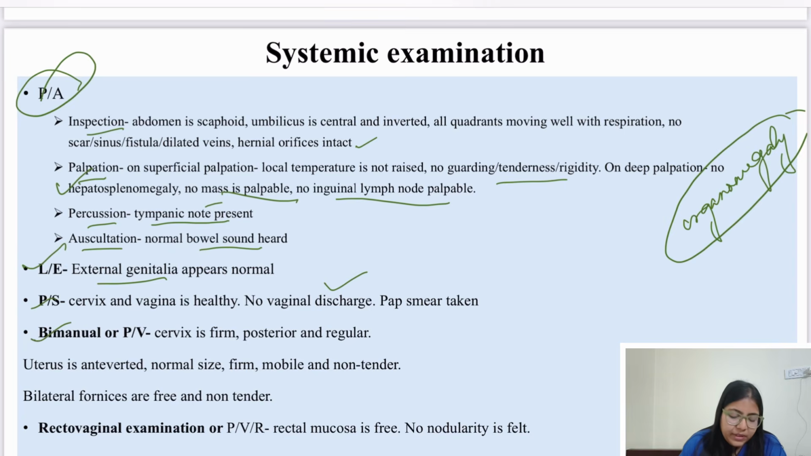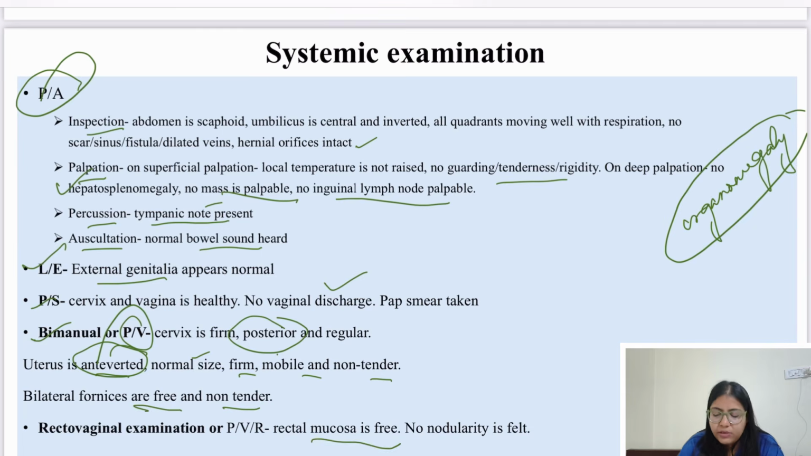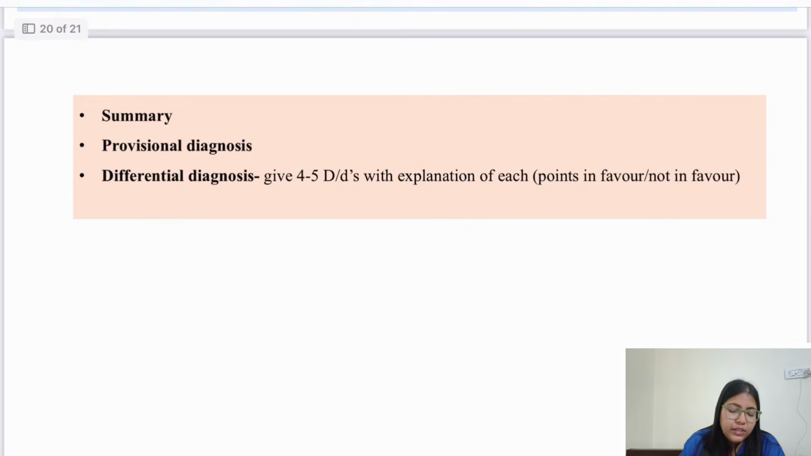On bimanual examination, which is also known as per vaginal examination, cervix is firm, posterior and regular. Uterus is anteverted. See, uterus anteverted, so cervix is posterior. Normal size, firm, mobile and non-tender. Bilateral fornices are free and non-tender. On rectovaginal examination, rectal mucosa is free and no nodularity is felt. Okay, and then you tell about the summary.